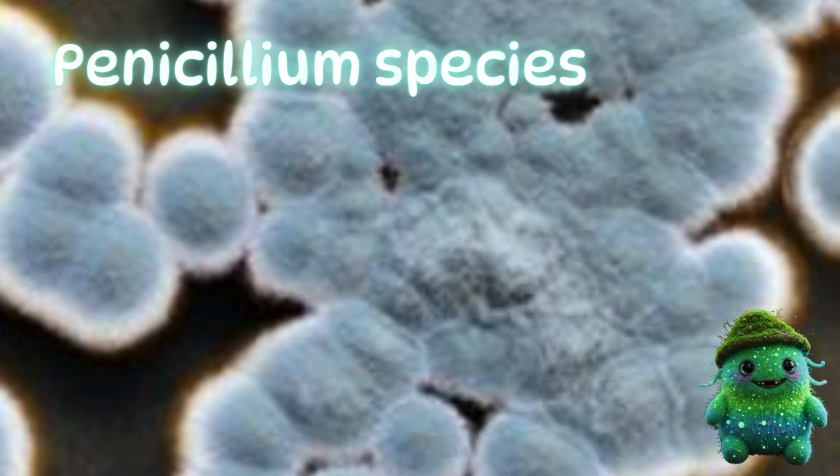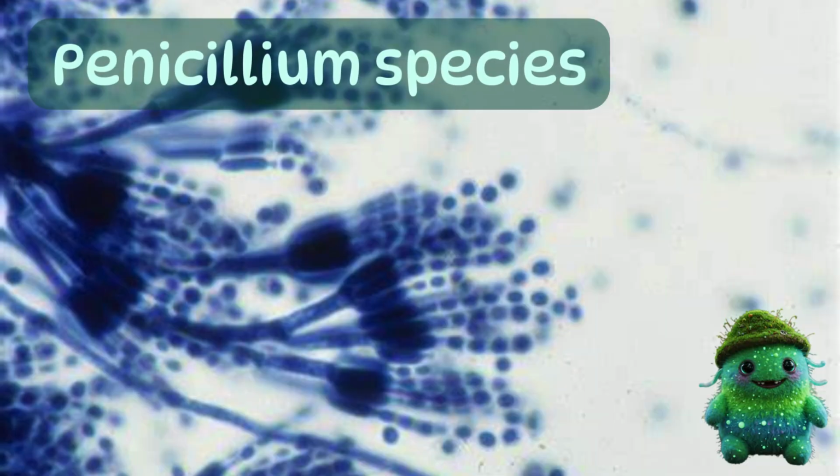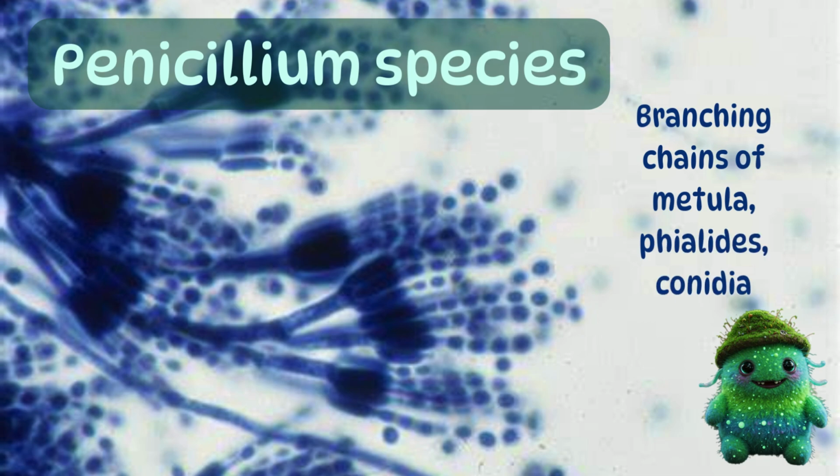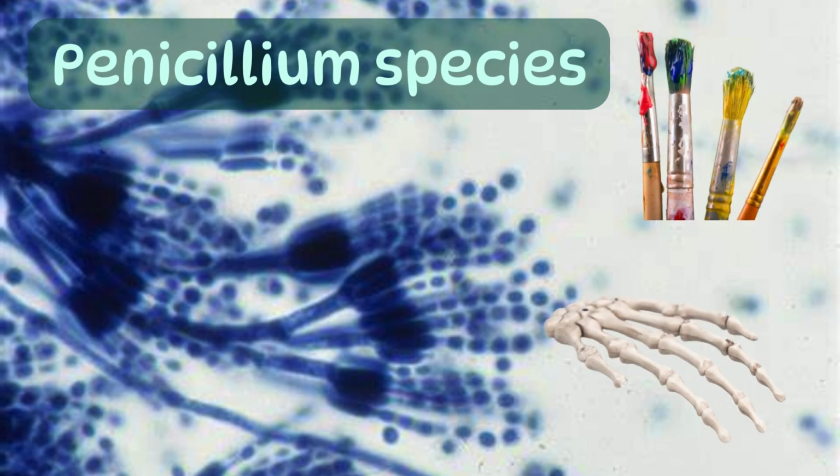The colony is usually small, compact, and some variation of green, either blue-green or gray-green. On cotton blue, it is simply the standard Aspergillus structures without the vesicle, so branching chains of metulae and phialides with chains of conidia at the end. To ensure you're dealing with a Penicillium as opposed to one of its many doppelgangers, check for the hallmark, which are short, kind of squatty phialides arranged in a compact way. It sort of looks like a brush or a skeleton's hand.